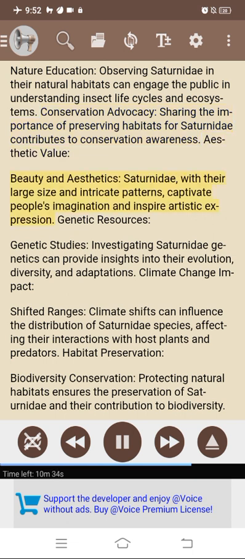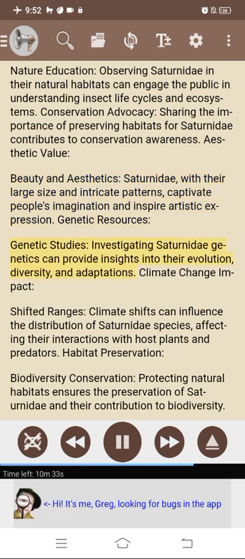Aesthetic value. Beauty and aesthetics: saturniids, with their large size and intricate patterns, captivate people's imagination and inspire artistic expression. Genetic resources. Genetic studies: investigating saturniid genetics can provide insights into their evolution, diversity, and adaptations. Climate change impact. Shifted ranges: climate shifts can influence the distribution of saturniid species, affecting their interactions with host plants and predators. Habitat preservation. Biodiversity conservation: protecting natural habitats ensures the preservation of saturniids and their contribution to biodiversity.